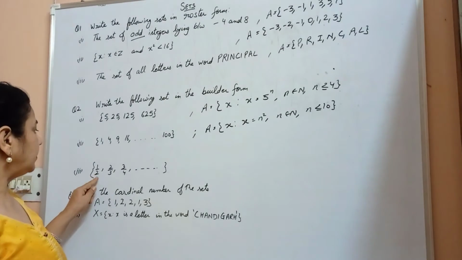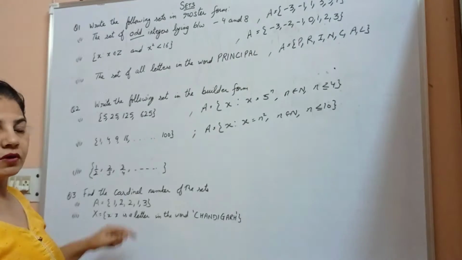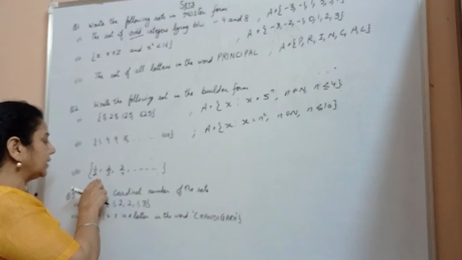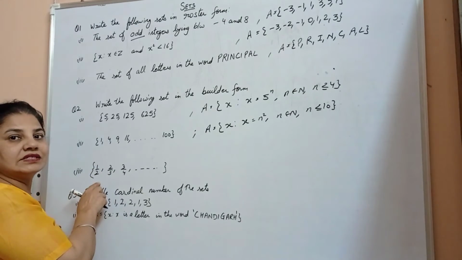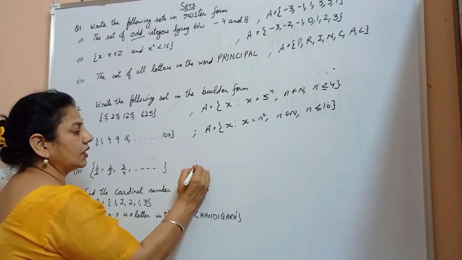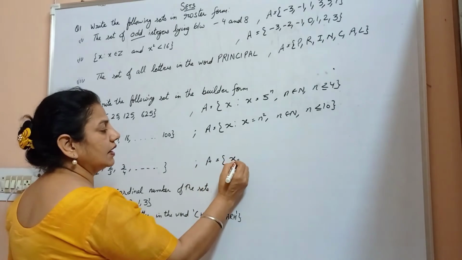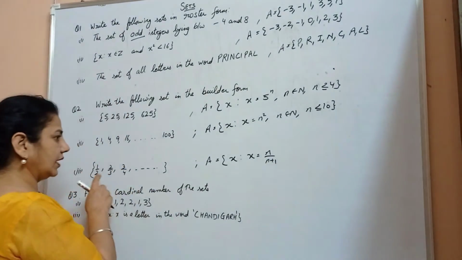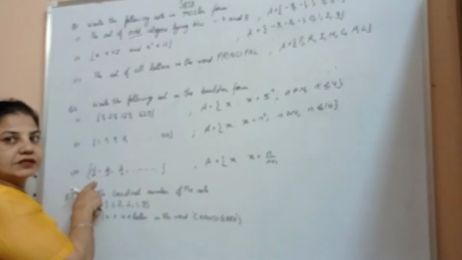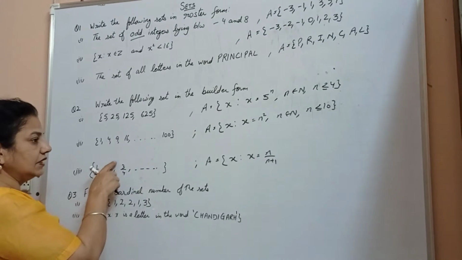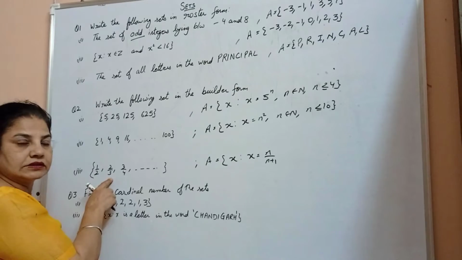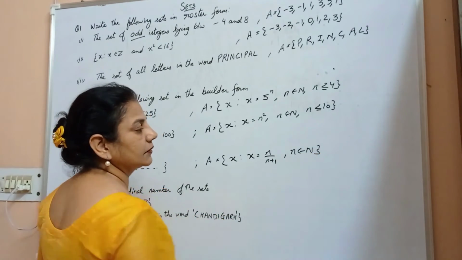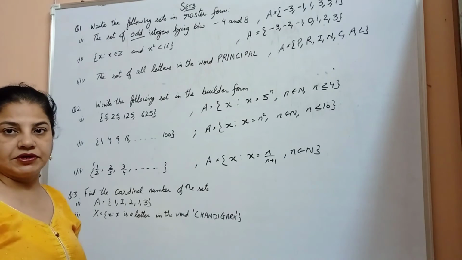Next is 1 by 2, 2 by 3, 3 by 4. Observe it carefully. In the numerator, 1 is increasing, and in the denominator, whatever is there in the numerator, 1 is added in the denominator. So here I will write it as A, x such that x is equal to n upon n plus 1. If n is 1, then the denominator is 1 plus 1, 2. If n is 2, the denominator is 2 plus 1, 3, and so on, where n belongs to the natural numbers. This is how we write the set in the set builder form.